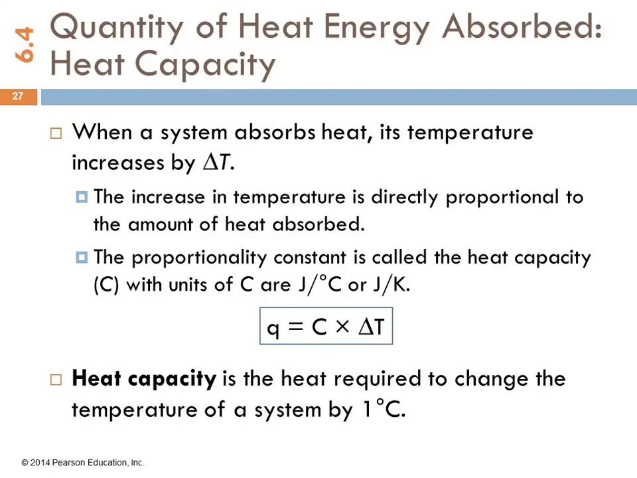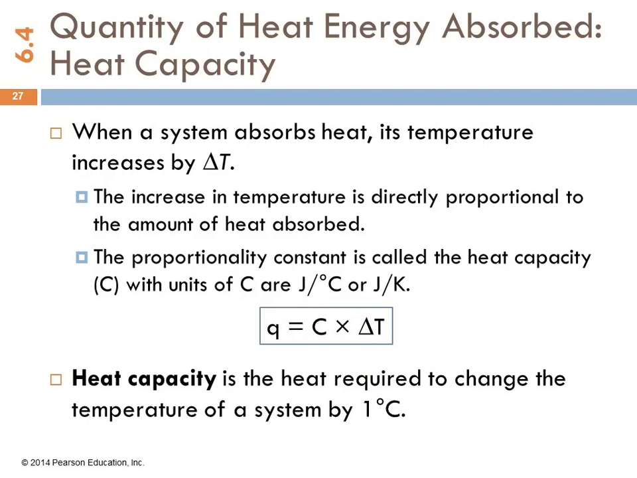We call it the heat capacity. And the units are typically expressed either in joules per degree Celsius or joules per Kelvin. Because Q is going to be in energy units of joules, and the change in temperature could be degrees Celsius or Kelvin, doesn't matter. And so in order for the units to work out, the heat capacity has units of energy per temperature unit. So the heat capacity is the heat required to change the temperature of the system by 1 degree Celsius. It's joules per degree Celsius.